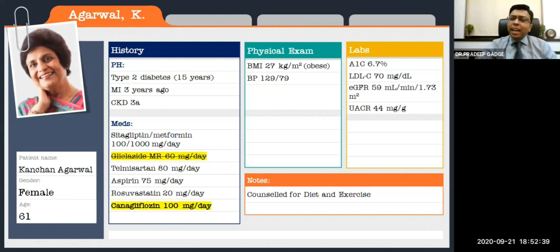Now, why I chose canagliflozin? Because in those days, only canagliflozin was approved in this class of CKD patient. Now that DAPA kidney has come, we have probably one more evidence of one more drug, and let's hope that the same holds true with the others also in the future.